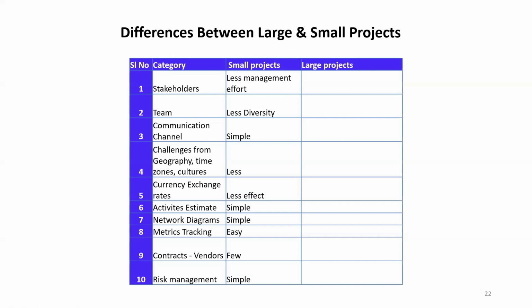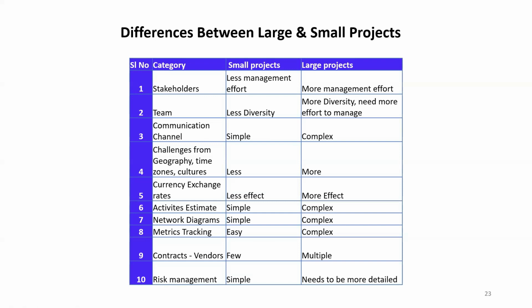Now similarly, what happens on a large project is a different ball game. You need to put in more management effort. A large project could be with more than, like, say, 100 plus people, or could be like $10 million spread across different geographies. So multiple communication channels, right? More diversity on the team. So different time zones, virtual meetings, getting people aligned is difficult. Currency exchange rates may have more effect on the project.